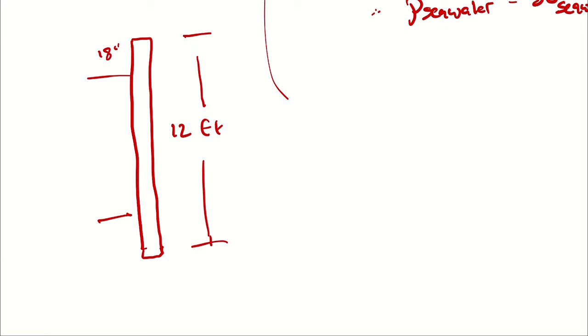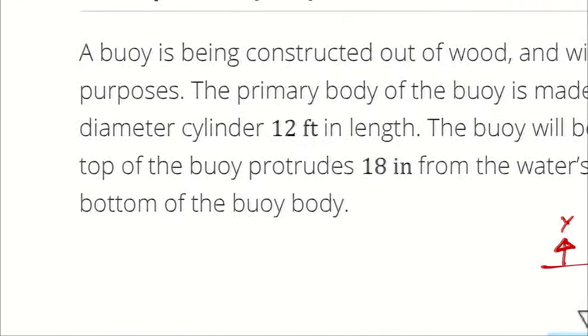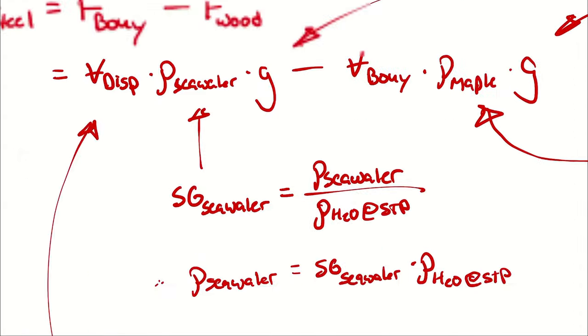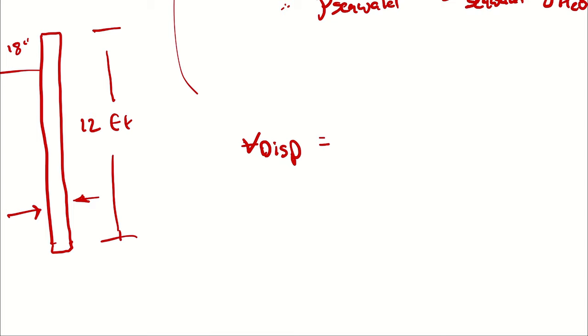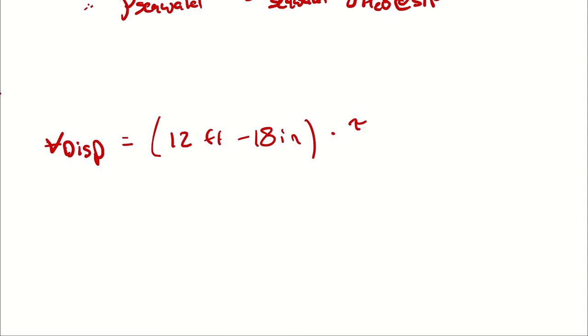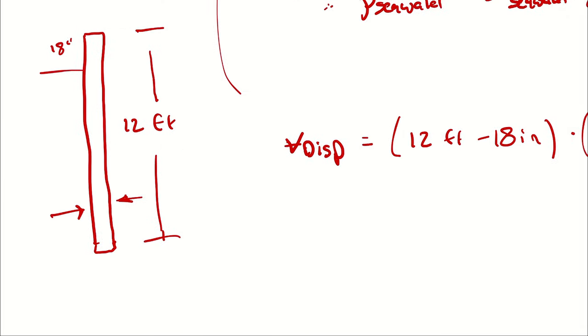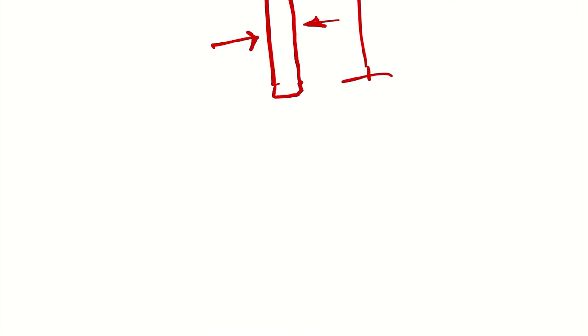Therefore, the volume of the wood underneath the water is going to be the cross-sectional area of the circle, which is a circle with a diameter of 2 inches, multiplied by the height under the water, which is 12 feet minus 18 inches. Plus, I have to account for the steel. So I'm saying 12 feet minus 18 inches, that's the height underneath the water, multiplied by pi over 4 times 2 inches squared. So that's the volume of the wood that is underwater. And then I'm adding to that the steel at the bottom.